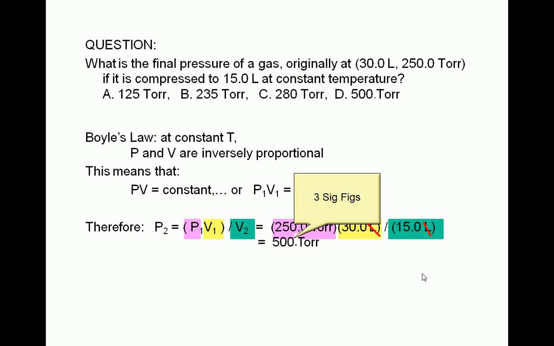You can see that cutting the volume in half from 30 to 15 liters causes the pressure to double from 250 to 500 torr.